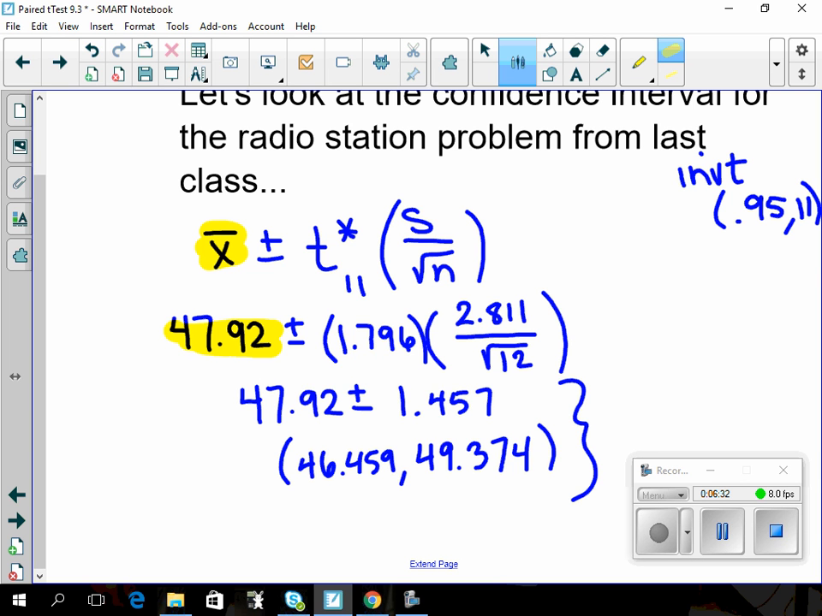Not only does it not capture 50, because confidence intervals can really give us some clear-cut information. Not only does it not capture it, but the entire interval is less than 50, right? So that is even stronger evidence to support our conclusion to reject the null, okay? And that's what you would say. How do we feel about that? Okay.